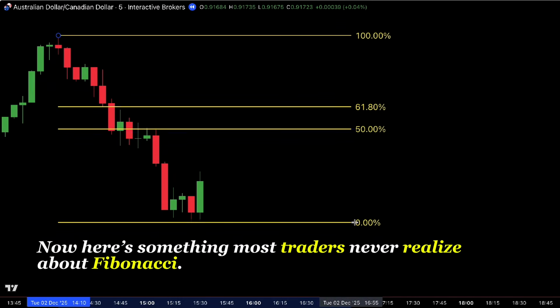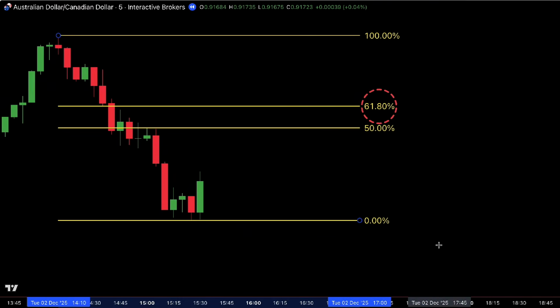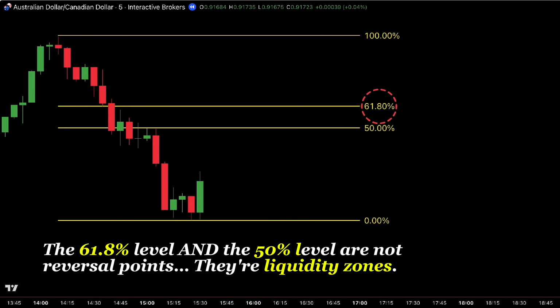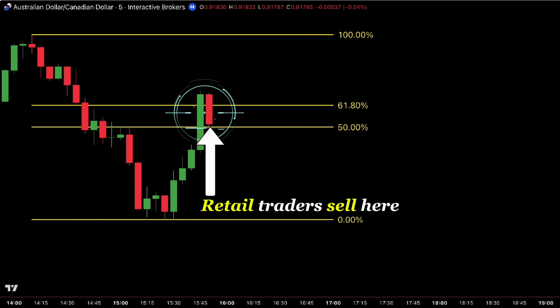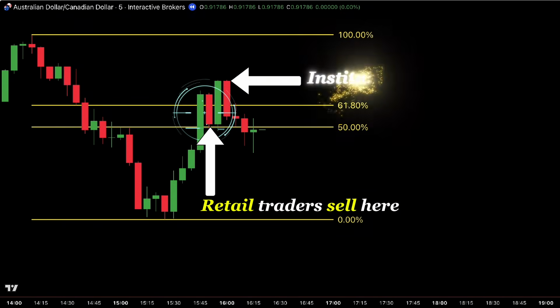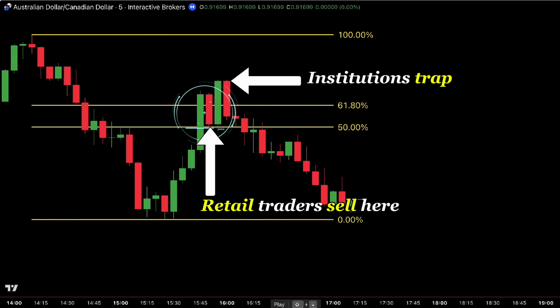Now here's something most traders never realize about Fibonacci. The 61.8% level and the 50% level are not reversal points. They're liquidity zones. Retail traders are taught to buy or sell at these levels. Institutions use these levels to trap them.